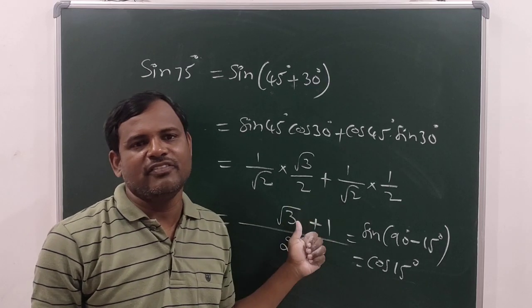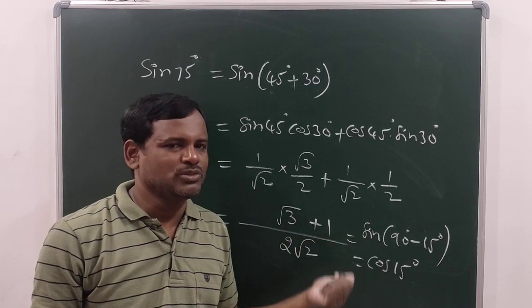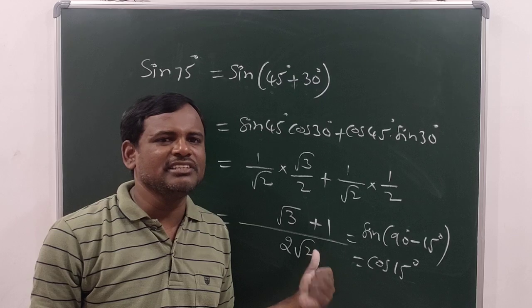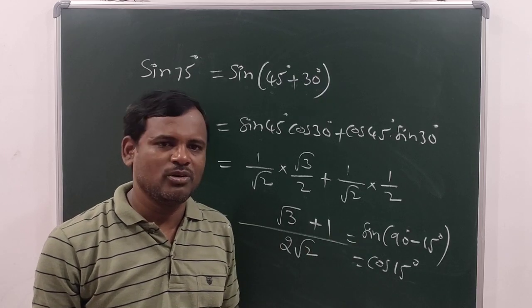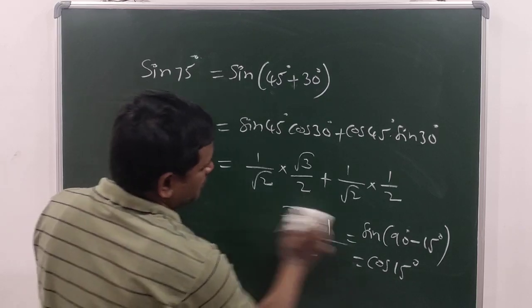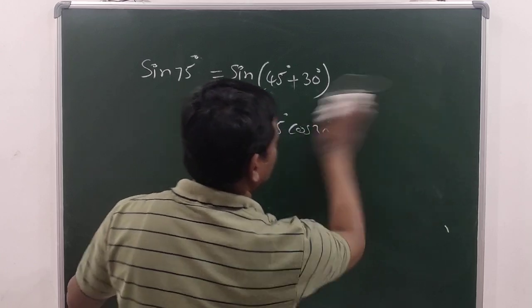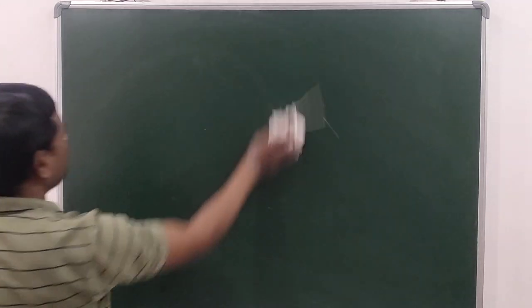Here I defined sine and cosine at 15 degrees and 75 degrees. Right. Now suppose if you want tan 15, what do you do?